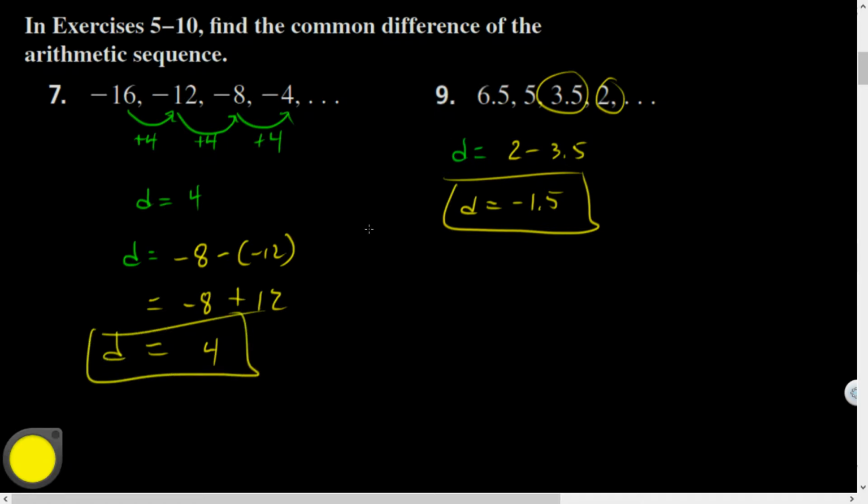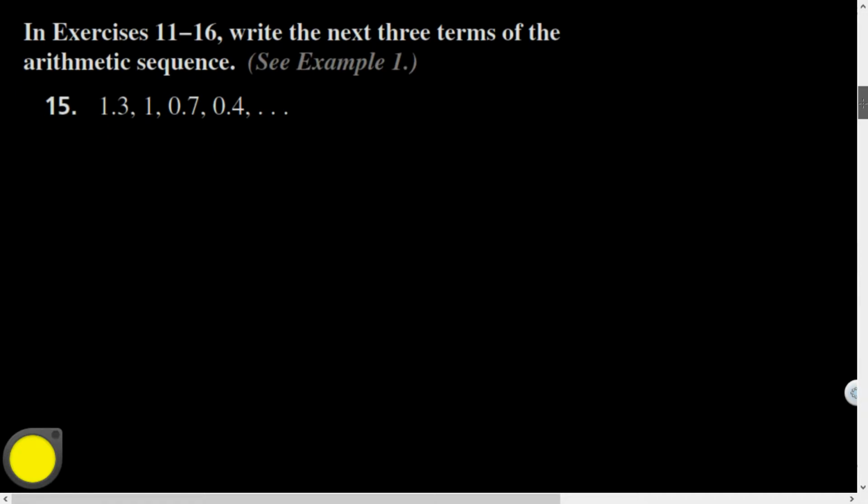Once I know the common difference, I can put it to work and actually find additional terms. Here we're going to find the common difference and then find the next terms by repeatedly adding or subtracting. Does anyone know what the common difference is here? It's subtracting 0.3, or -0.3. It's repeatedly adding -0.3, or repeatedly subtracting 0.3.